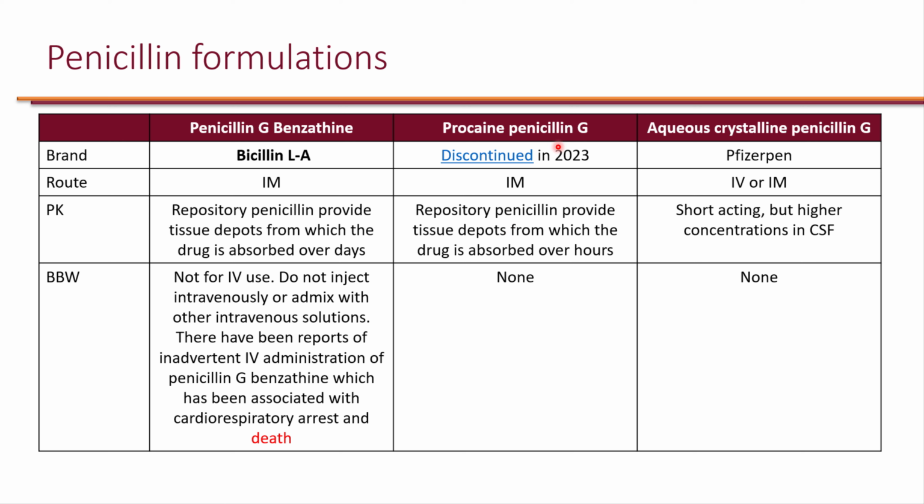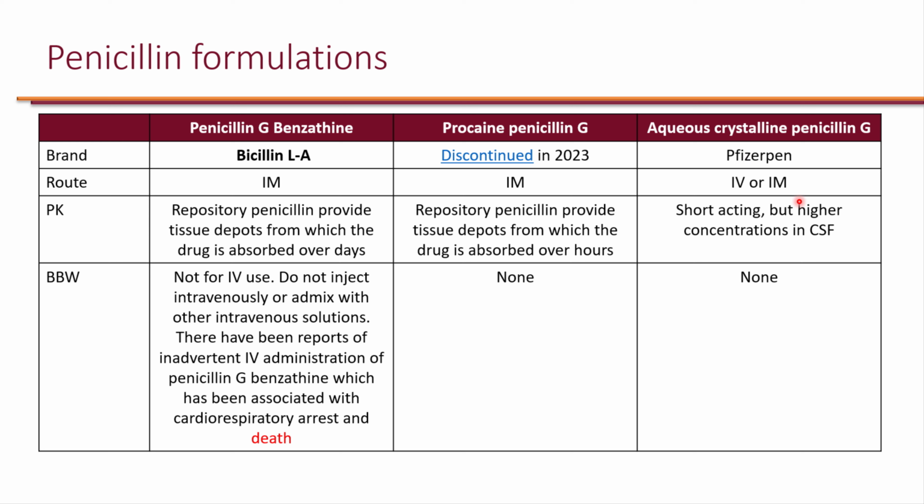Another one that's similar to this is the procaine penicillin G. This one was actually discontinued in 2023. So technically we don't have to deal with this anymore, but this was similar to that. So it's a repository that provides tissue depots, and it releases over hours. Now, this one doesn't last as much as Bicillin, and it doesn't have the black box warning, but essentially this one is also for IM use only. But then again, it's been discontinued, so we don't have that problem.